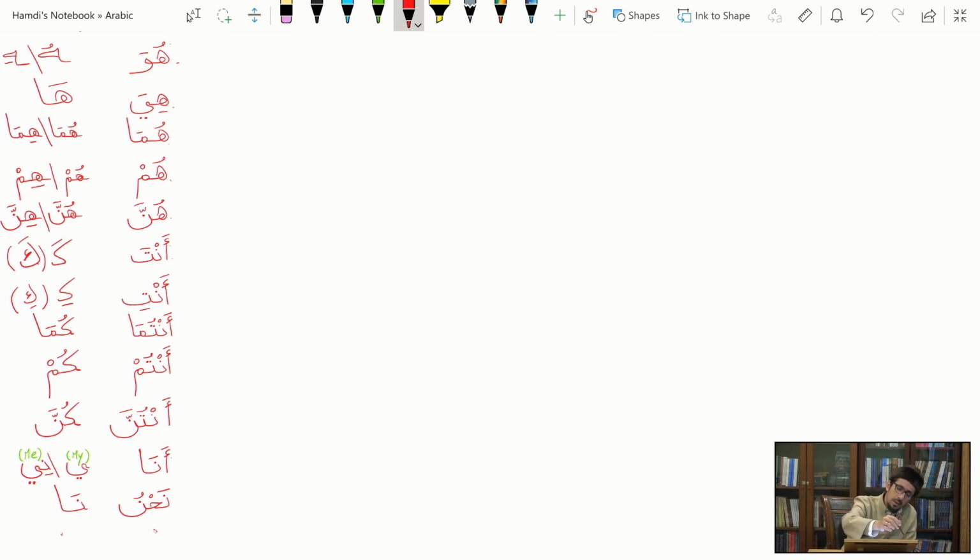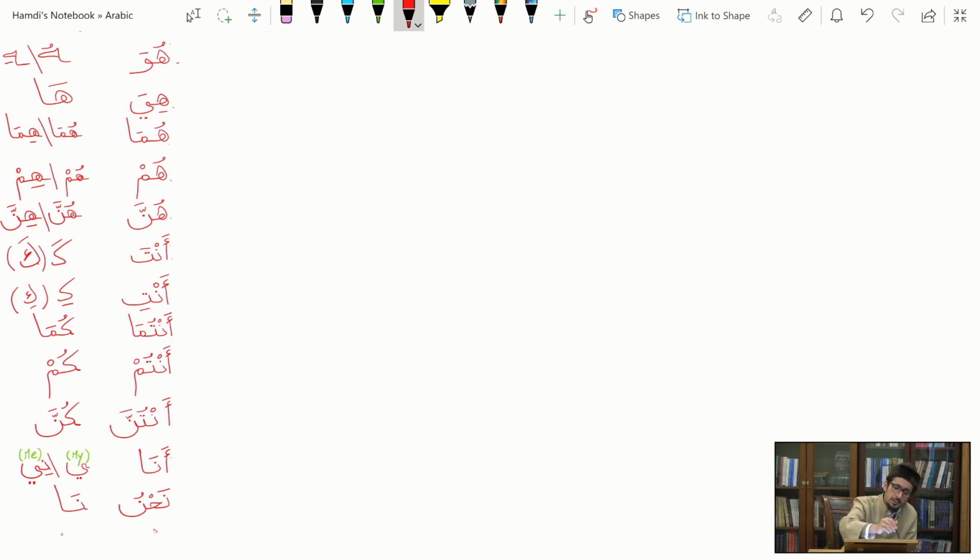Okay. The attached form corresponding to hiya is ha. If it is attached to a noun, it means her. If it is attached to a verb, it means her as well, objective. Huma, the attached form corresponding to huma is huma or hima, depending on the place. So if it is attached to a verb, it is them. If it is attached to a noun, it is their.